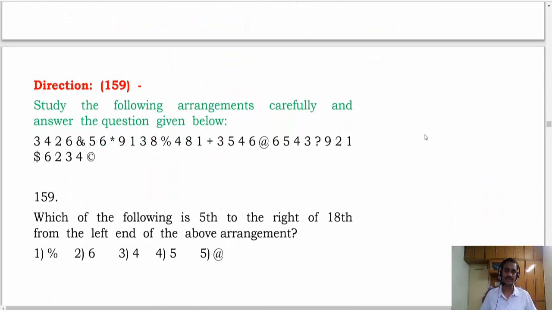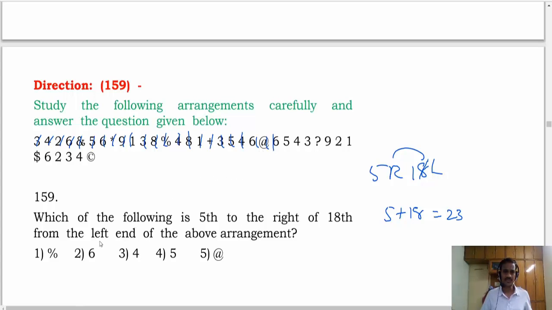Then 159. Which of the following is 5th to the right of 18th from the left hand? Right and left, so two opposite directions: addition. Hence 5 plus how much? 18. And two opposite directions, 5 plus 18, fifth to the right of 18th from the left-hand side. Hence what is your answer here? 23rd from the left. 23rd from the left: 1, 2, 3, 4, 5, 6, 7, 8, 9, 10, 11, 12, 13, 14, 15, 16, 17, 18, 19, 20, 21, 22, 23. Isn't it?